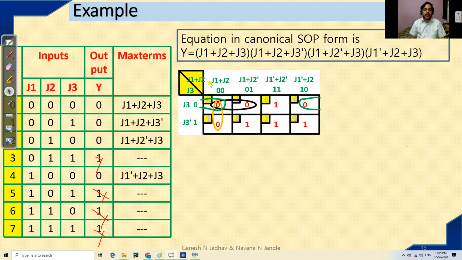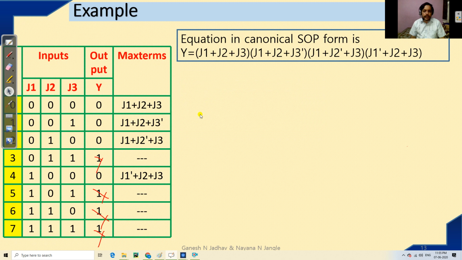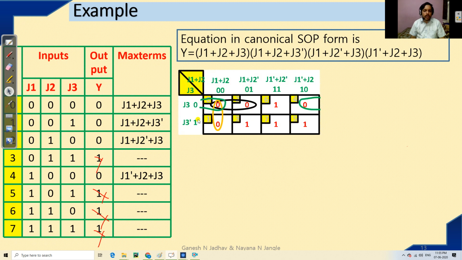Let's prepare the K-map for this, taking J1 and J2 on this side and J3 on this side. The combination is 0 0, 0 1, 1 1, 1 0, that is J1 plus J2, J1 plus J2 dash, J1 dash plus J2 dash, J1 dash plus J2. Then J3 can be 0 or 1, so we'll enter all the values with 0. So 0 is at positions 0, 1, 2 and 4.